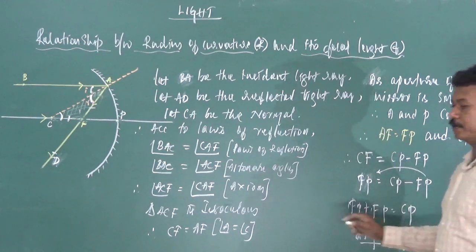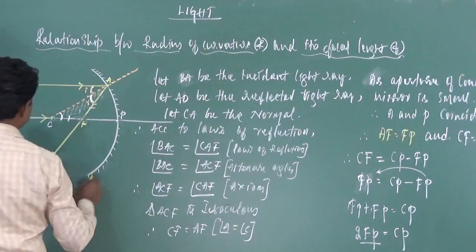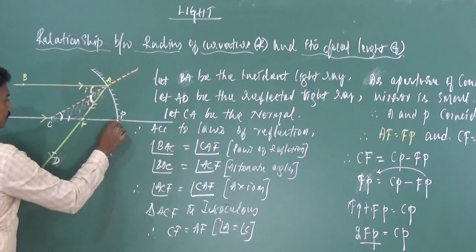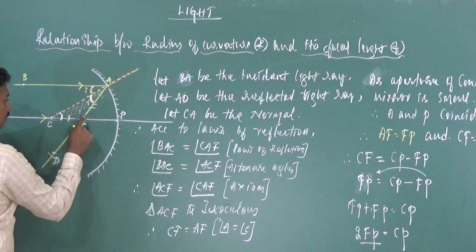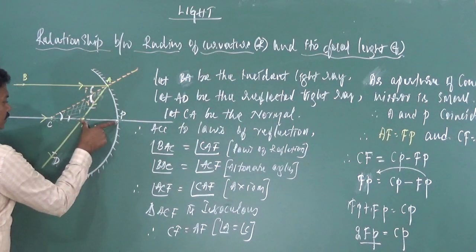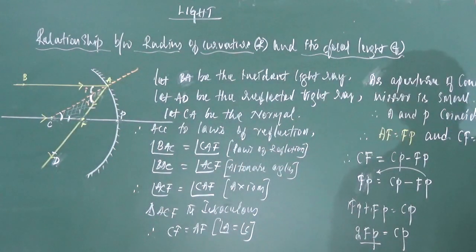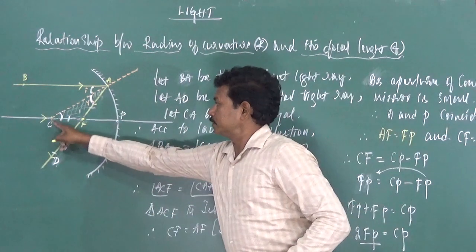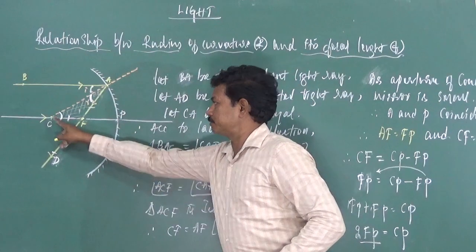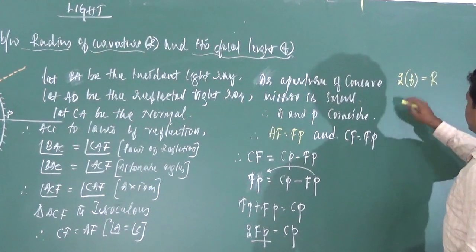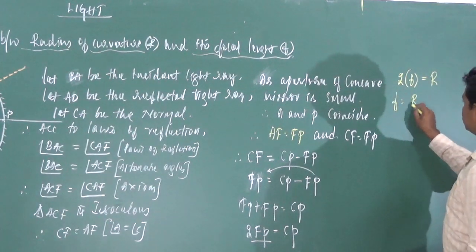Now let us see what is FP in the ray diagram. So here in the ray diagram, F is the principal focus and P is the pole of the mirror. The distance between the principal focus and the pole of the mirror is nothing but the focal length of the mirror. That is very important. So 2 FP becomes 2 into focal length, which is equal to, what is CP here? CP is the center of curvature, that is the radius of curvature. From C to P, if you take the measurement, that is the radius of curvature. So that is R.